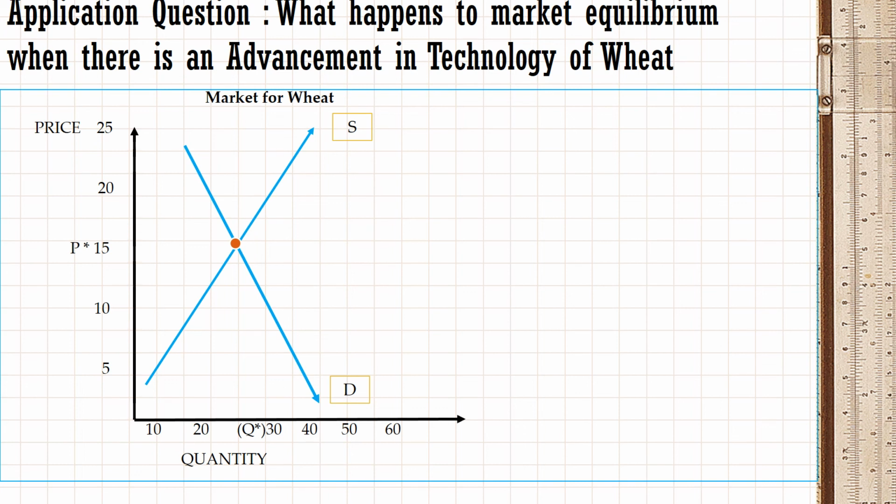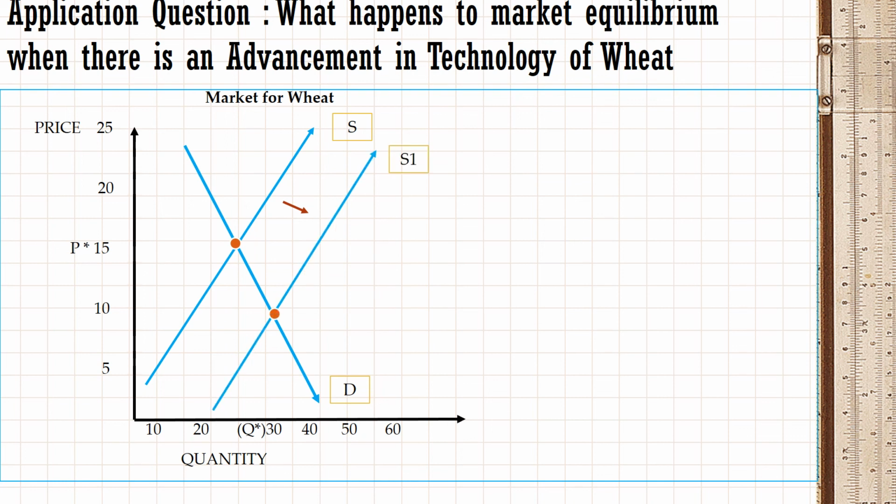For inelastic demand and inelastic supply, it means the shape of both curves would be steeper. It won't be flat. So you first draw inelastic demand and supply curves, and then the question says what happens to market equilibrium when there is an advancement in technology. So now you have to analyze whether it's a direct shifter of demand or supply. If you remember, advancement in technology is a direct shifter of supply.